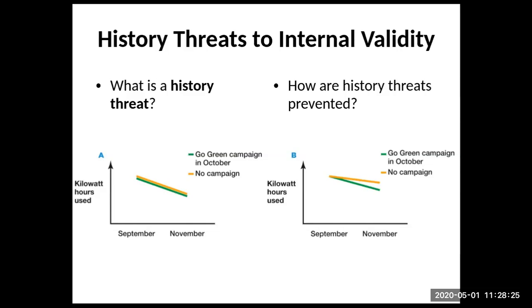If we were to look at this one in B on the right, maybe we can see a difference here, right? The Go Green campaign decreased even more than the regular one. Maybe not by a lot, but you can see a difference. And the fact that you can see a difference means that Go Green campaign was most likely at least marginally effective. So again, how are history threats prevented? Just like last time with maturation, we add a comparison group to make sure that it's not just some external event, or that the participants spontaneously matured in some way.